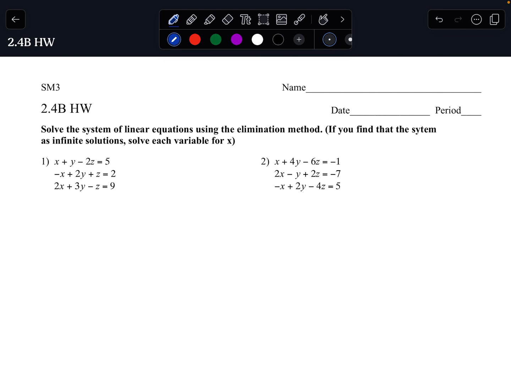This is going to be a video on the homework for 2.4b, solving systems of equations with three variables. I'm going to solve most of these by elimination because that's my preferred method.